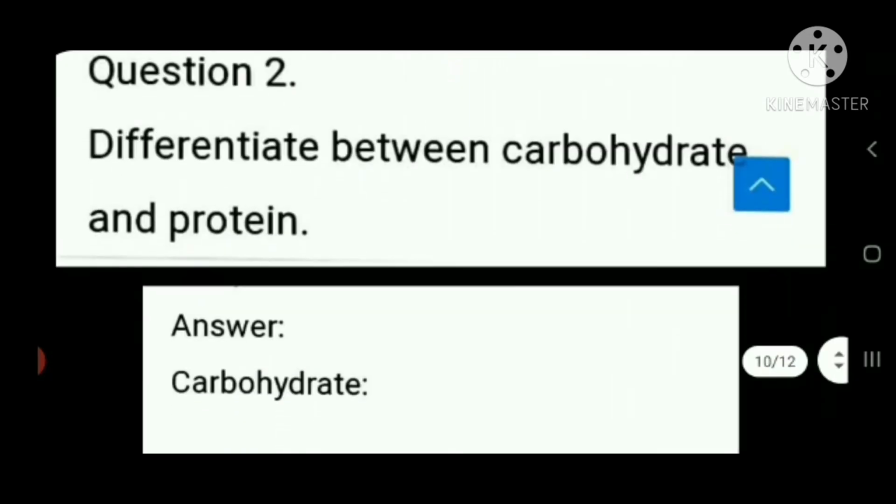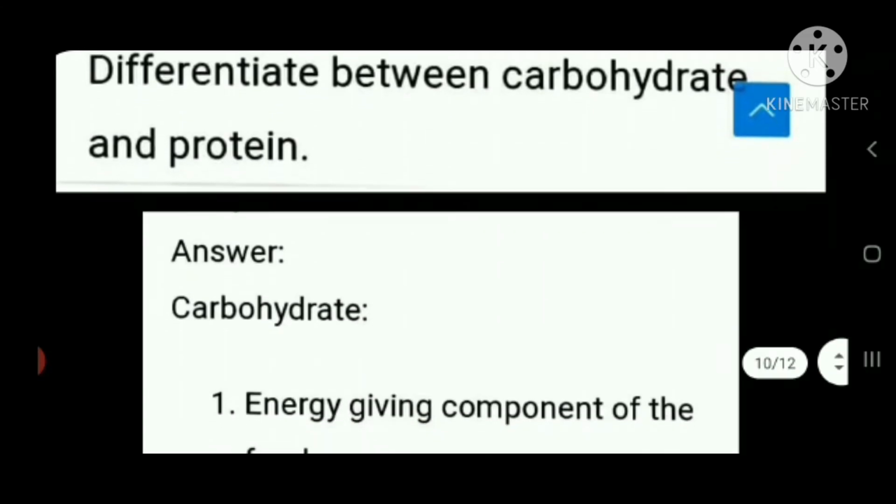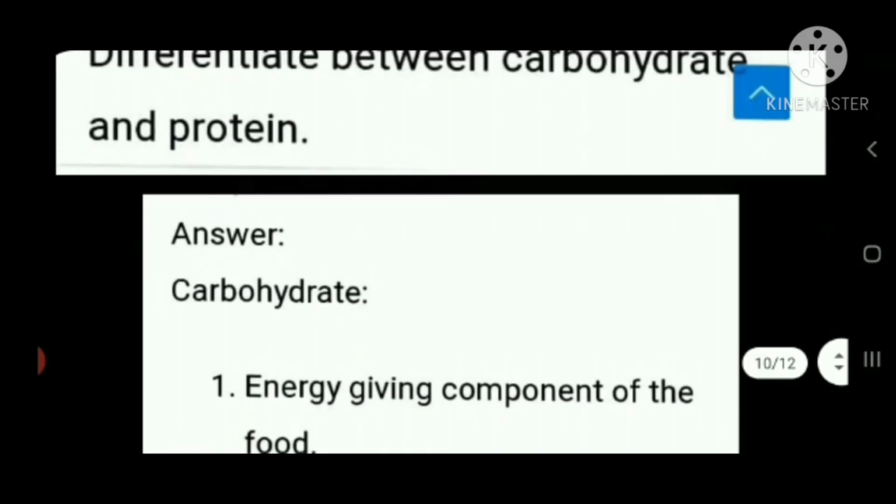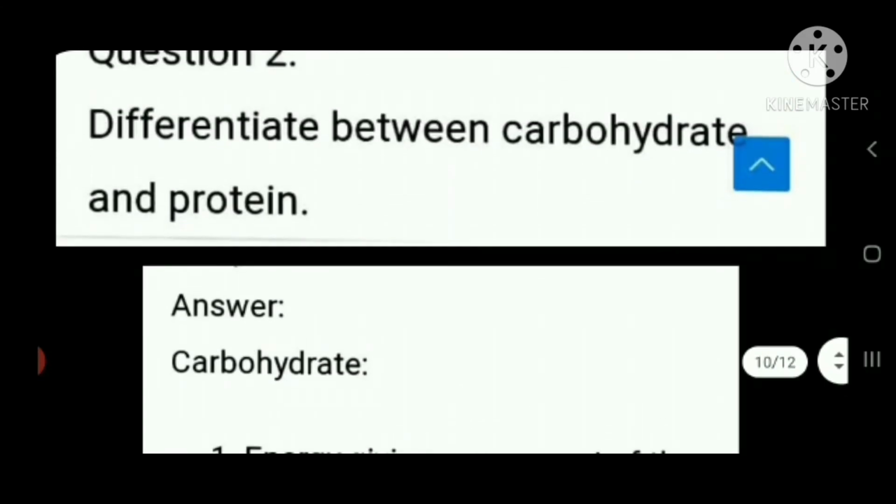Now coming to differentiate between carbohydrate and protein. Children, I've already told you, whenever they ask to differentiate, you need to draw a tabular column. On the left hand side, you are supposed to write carbohydrate, and on the right hand side, you need to write protein.